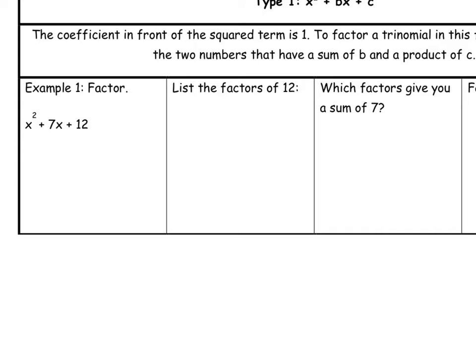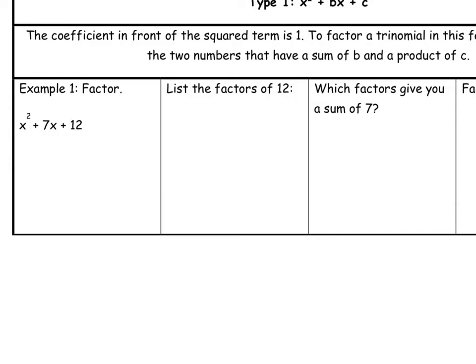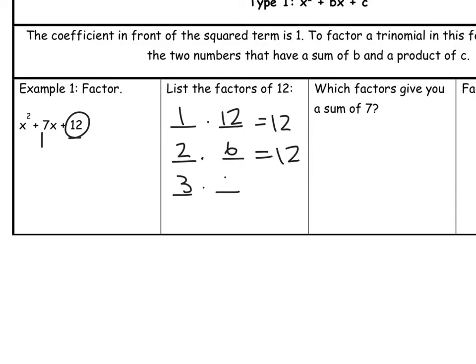So what we need is the factor pairs of 12 that will give us a sum of 7. So I have my factor pairs of 12. Of course, there's 1 times 12, there's 2 times 6, and there's 3 times 4. Which of those factors will give me the b, the sum of the coefficient of the middle term, will give me a sum of 7? So if I look at 1 plus 12, that gives me 13, so that's out.